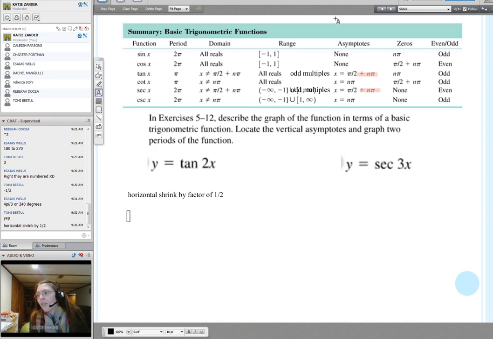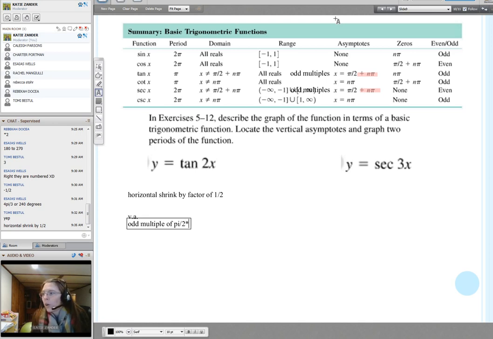All right, so you do have a horizontal shrink by a factor of 1/2. I like how Tommy took the reciprocal of the 2 that's in front of the x there. You do want to take the reciprocal of that to decide whether it's a stretch or shrink. All right, let's find those vertical asymptotes. This is tangent, so you have odd multiples of pi over 2 to begin with.